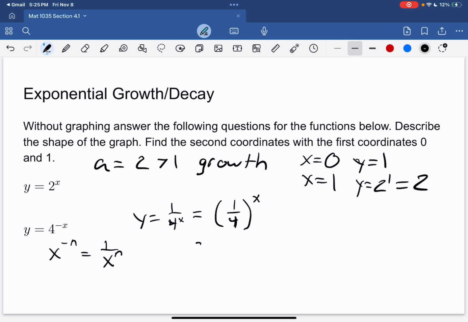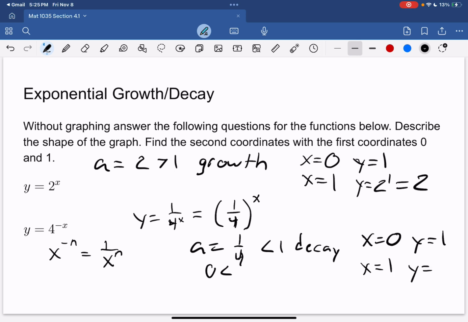Okay, so a is equal to 1/4, and 1/4 is between 0 and 1. So it's less than 1, and over here it's greater than 0. So we have decay. All right. Similar to the first coordinates and second coordinates, I have x is equal to 0, y is equal to 1. Even though it's a fraction, anything to the 0 power is 1, with the exception of 0 itself. So then when x is equal to 1, y is equal to just 1/4, because I plug in 1 for x, I get 1/4 to the first, that's 1/4.